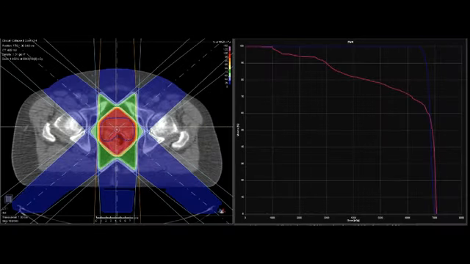Clearly this plan has some room for improvement. I haven't spent much time, but it's not very conformal around the PTV, so it doesn't wrap around the rectum. It's got high dose spilling out. The DVHs on the right, you'll see they're not very good. So this is the hope of IMRT, is that we can improve this.